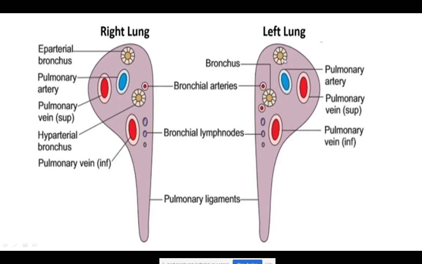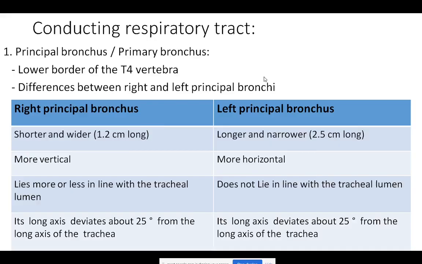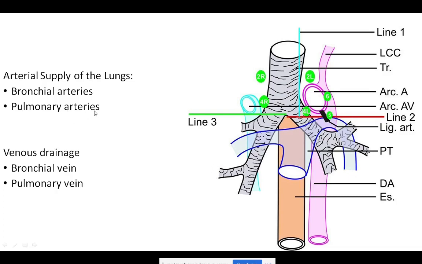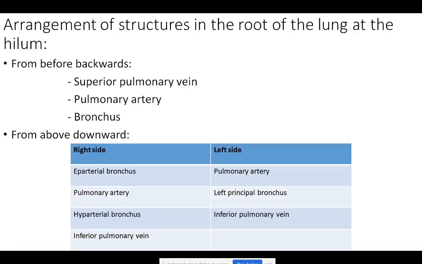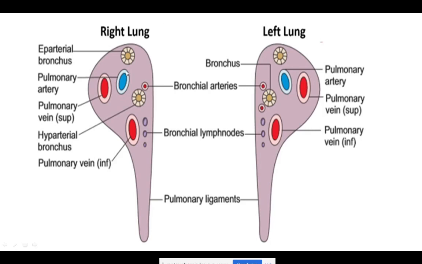That bronchial tree forms the conducting tracts of the respiratory system. The bronchial arteries give blood supply to the bronchial tree and the pulmonary tissue, or the lung tissue. Okay, what is the pulmonary artery? Remember, only one pulmonary artery is present on each lung.